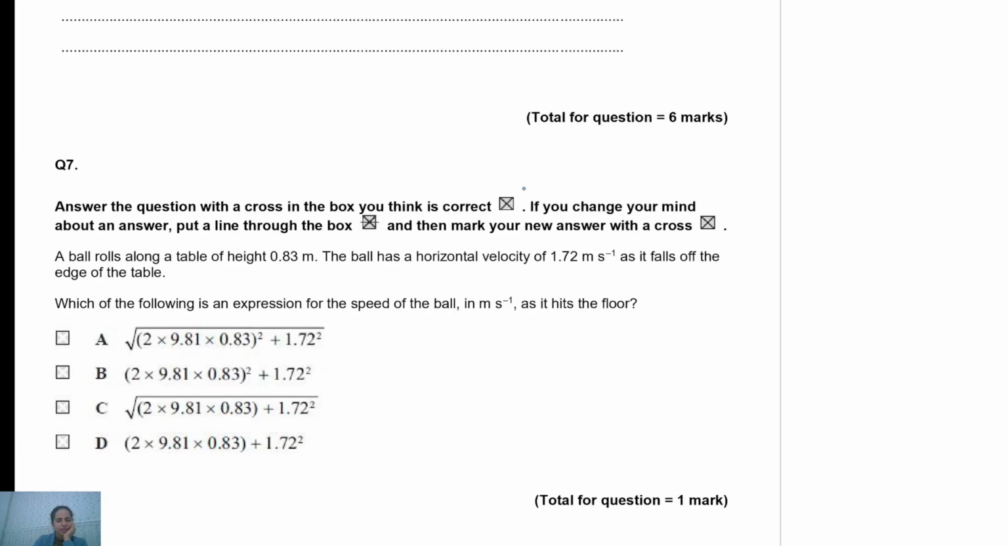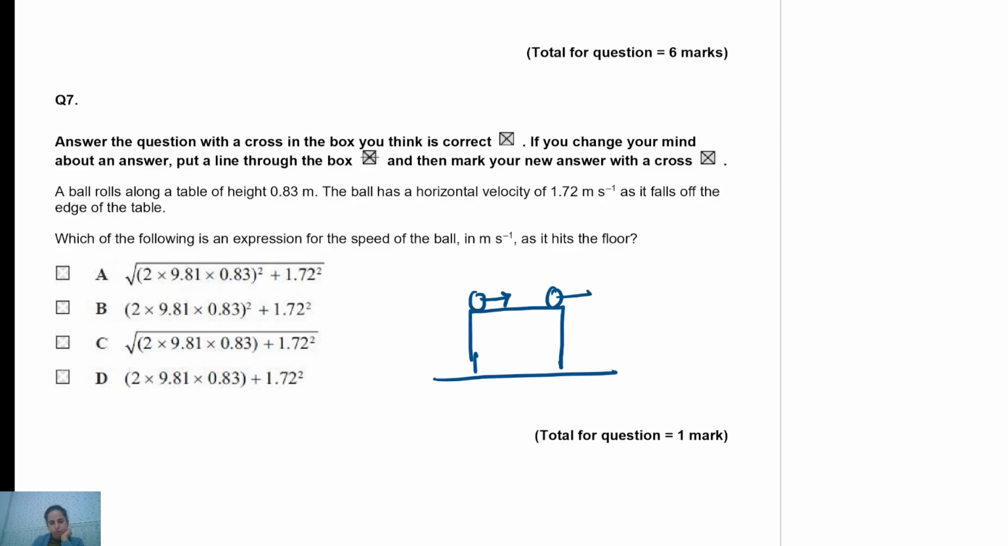A ball rolls along a table of length 0.83 meters. All right, lots of tables here. So a ball rolls along a table and has a horizontal speed as it falls off. So what do you think? Two straight line motions, isn't it? One y, one x. Which of the following is an expression of the speed when it hits the floor?